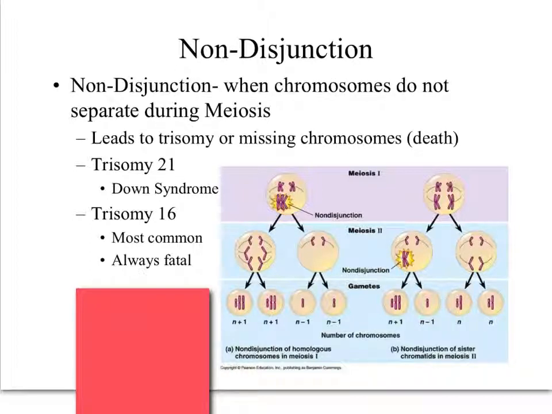But pretty much everything else, if you have an extra chromosome or if you're missing a chromosome, you're either going to not survive or you're going to have some very serious birth defects. And with that, we are done with our cell division unit.